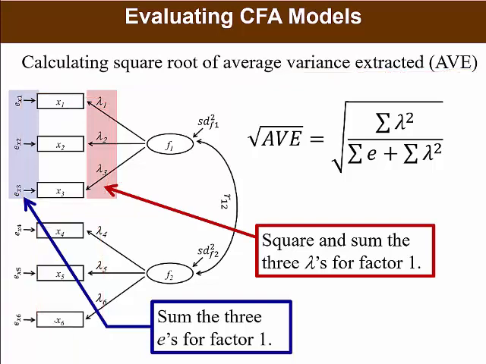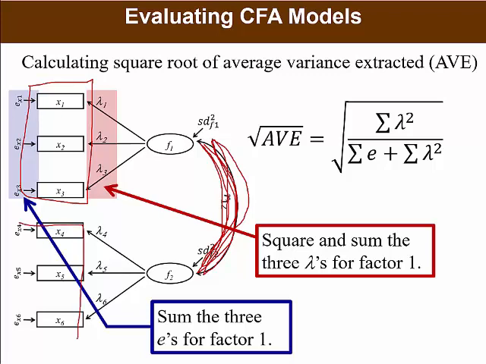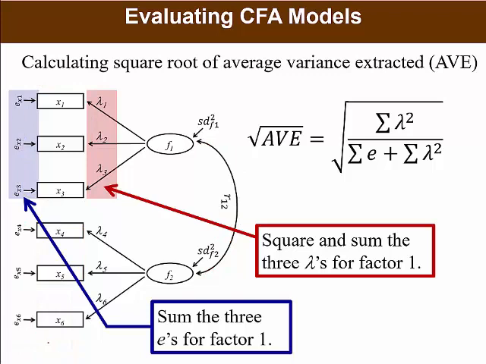And then my basic rule here is that I want to look at the correlation between my two factors, the correlation between factor 1 and factor 2, and that correlation should not be greater than the square root of the average variance extracted for factor 1. And it should not be greater than the square root of the average variance extracted for factor 2. So what exactly is this average variance extracted thing I'm talking about?